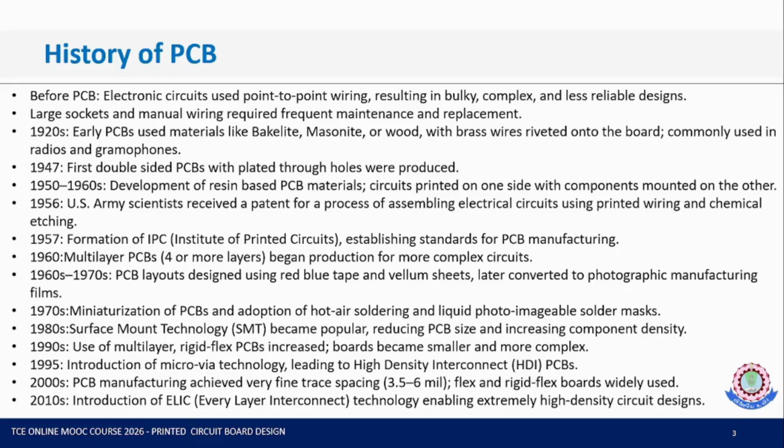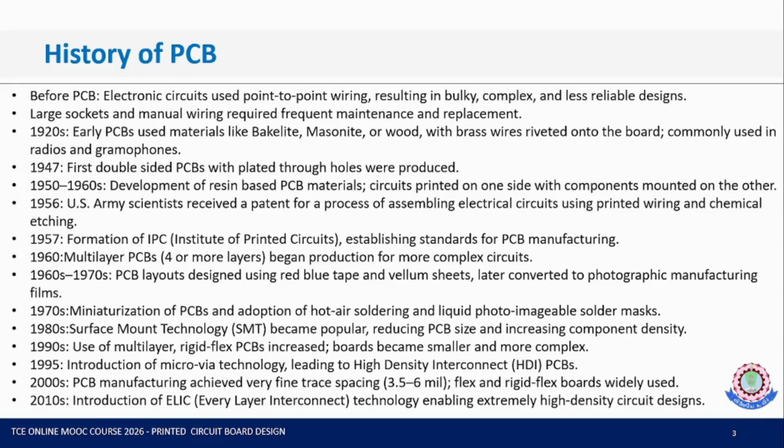In 1956, US Army scientists received a patent for the process of assembling electrical circuits using printed wire and chemical etching. So this is the first patent on PCB. In 1957, the Institute of Printed Circuits was formed, which established the standards for PCB manufacturing. This made standards for single layer, double layer and multi-layer board manufacturing. In the 1960s, multi-layer PCB production started, with more complex circuits.